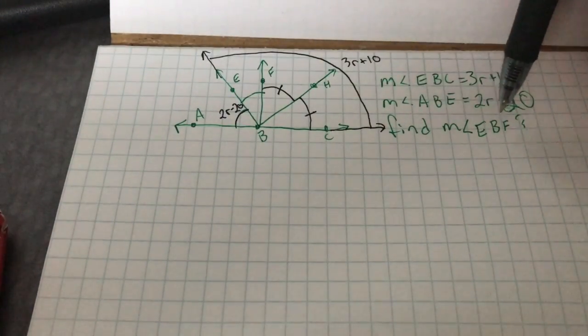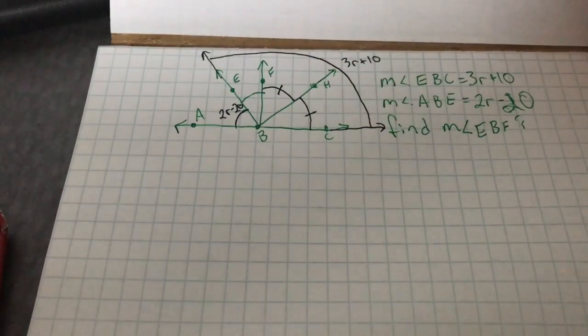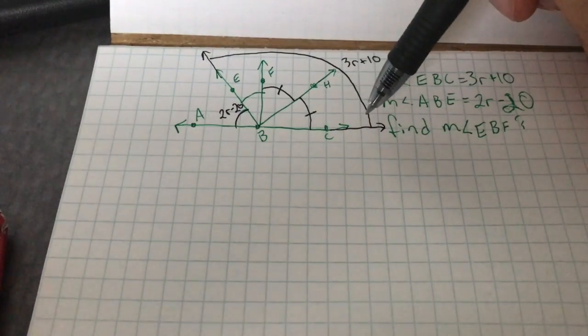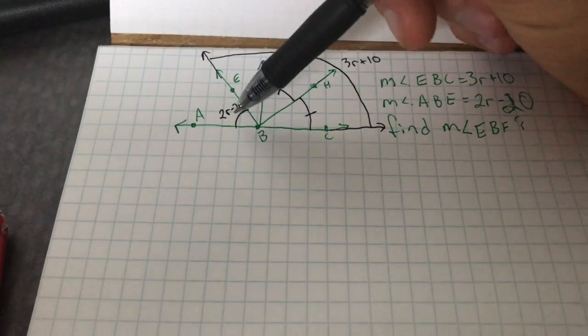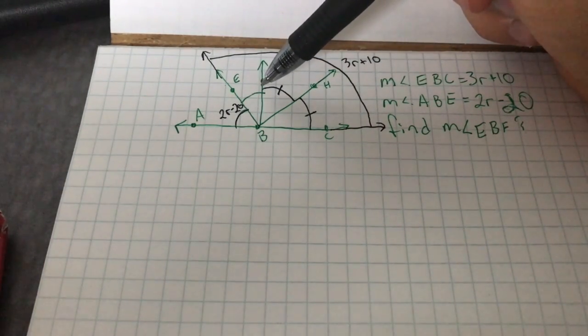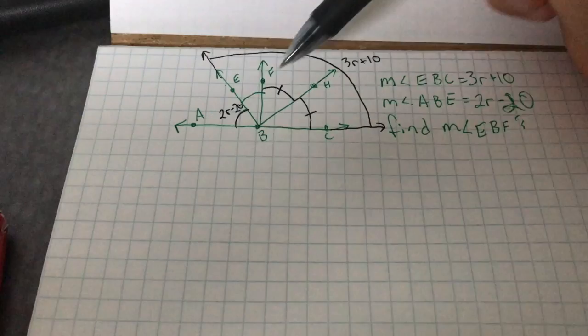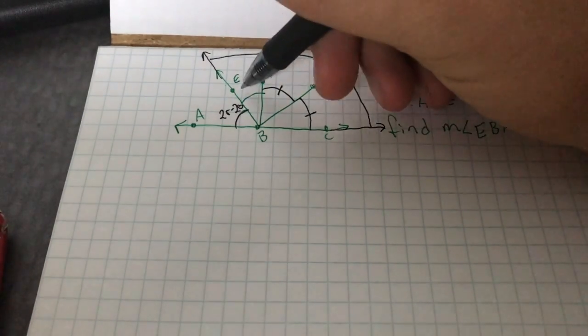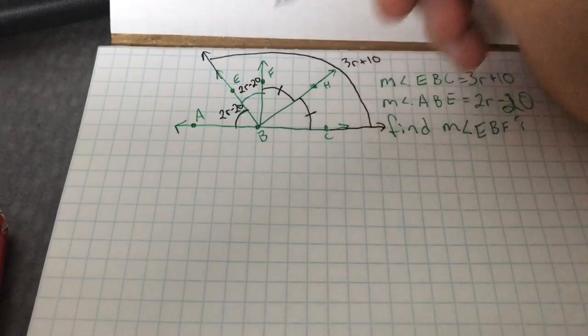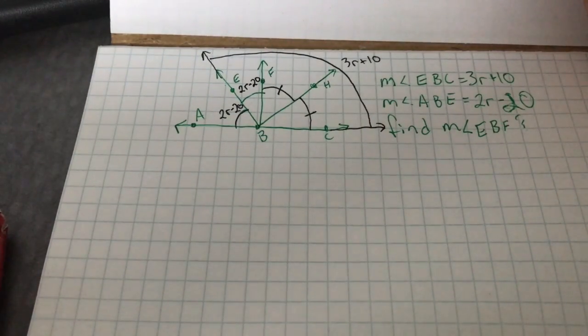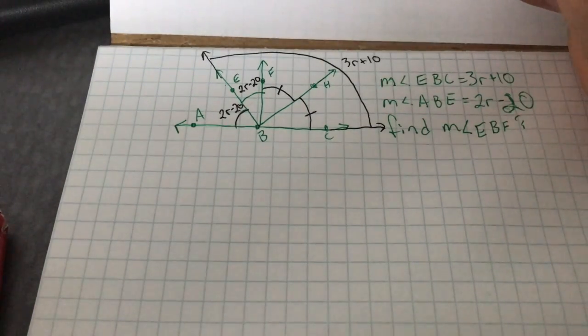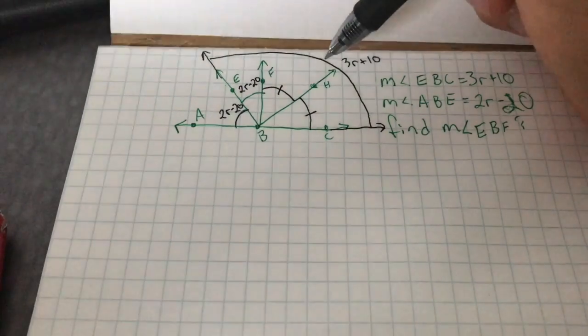And then it's asking me to find EBF. Am I doing this right? EBC is 3r plus 10. It's giving me that. All right, so it's asking me for this one. So I know that this is equal to this. So I can easily just say this right here is 2r minus 20. All right, from there, interesting. Well, I want to find out what r is. The question is, do I have enough information to accomplish other things?